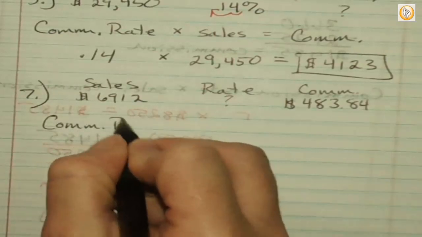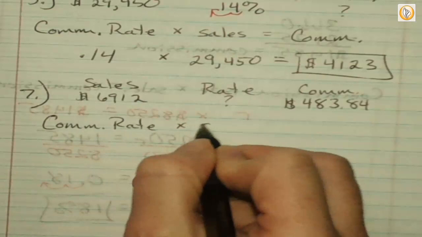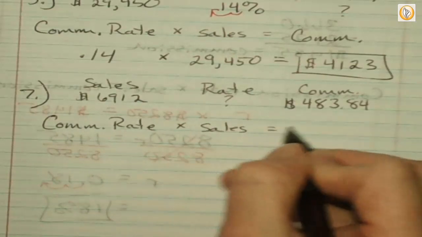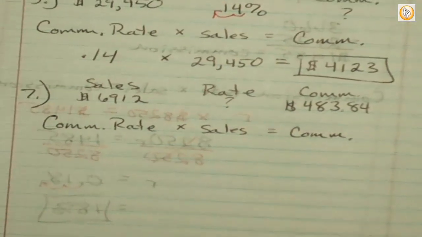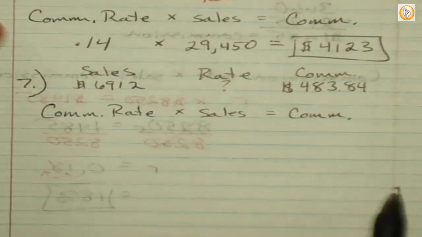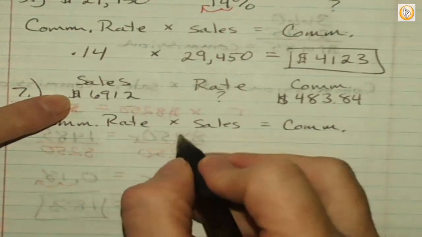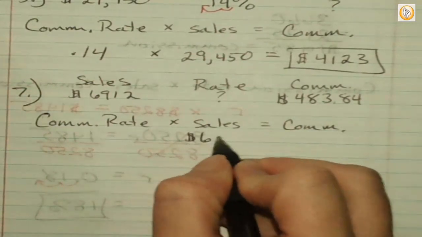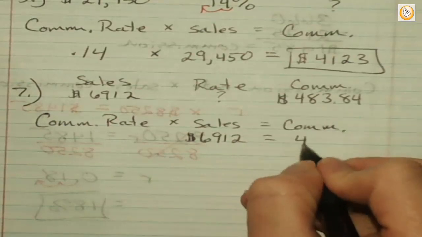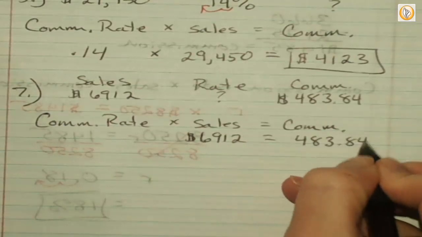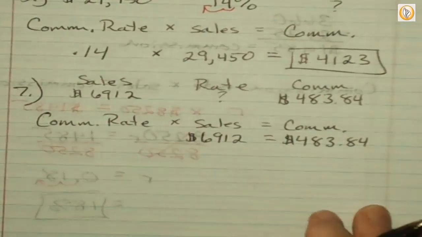Very good. Commission rate times sales equals commission. Now, as long as you have your formula there, all you do is plug in what they give you. They gave us sales, 6,912. They gave us commission, $483.84.